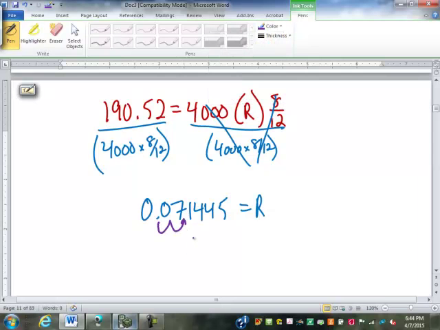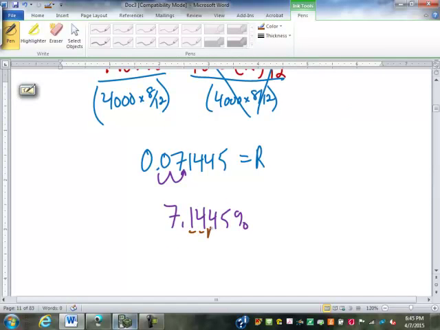What's next? Make it a percent, so we move it over. 7.1445%. Now I didn't give you rounding again, so we're going to assume it's the nearest hundredth of a percent. So yes, 1, 2, we rounded off there, 7.14%. Questions?